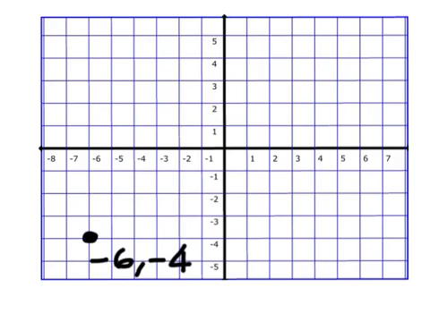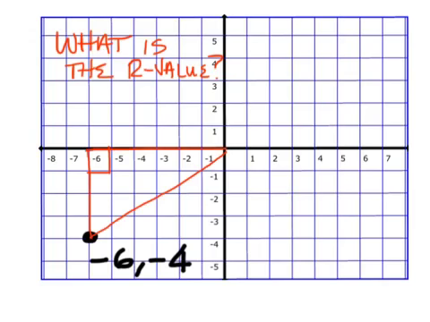The first example is -6, -4 in the 3rd quadrant. -6, -4. So what is the R value? You have to find that first. So make the triangle. Fill in the values, 4 and 6. They are positive because they are lengths. You don't have a negative length. Just because the coordinates are negative doesn't mean the sides are negative.